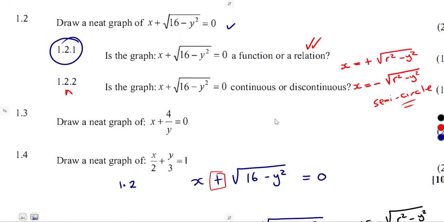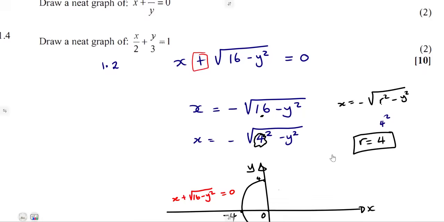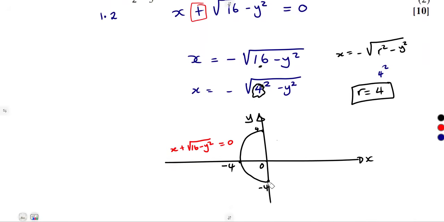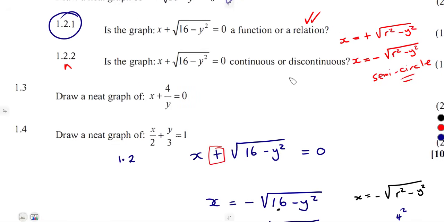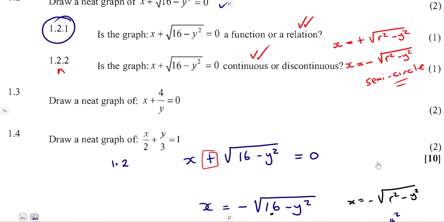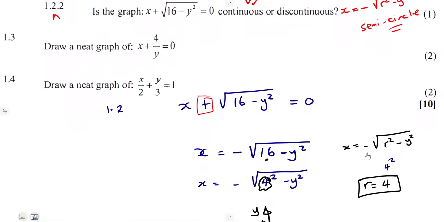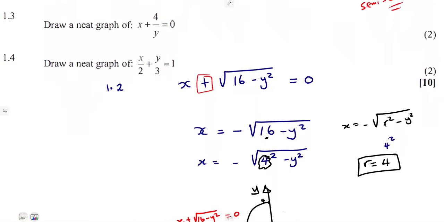Is it continuous or discontinuous? It is continuous, guys. From this point up to this point, there is no need for you to lift the pencil when you are drawing it, or to lift your pen. No, it is continuous. So this one is continuous. Okay, so that was it for this part of 1.2. We move on to 1.3.